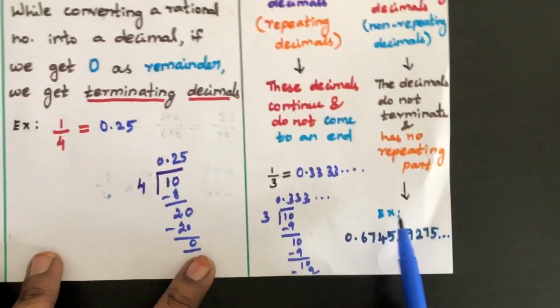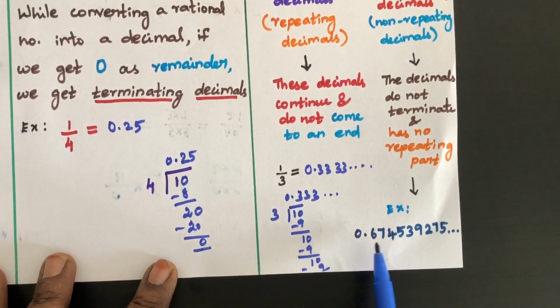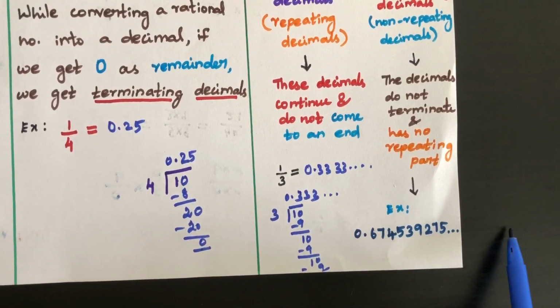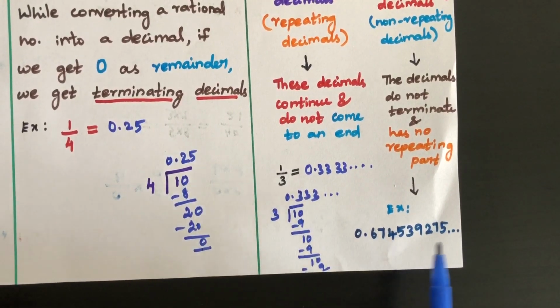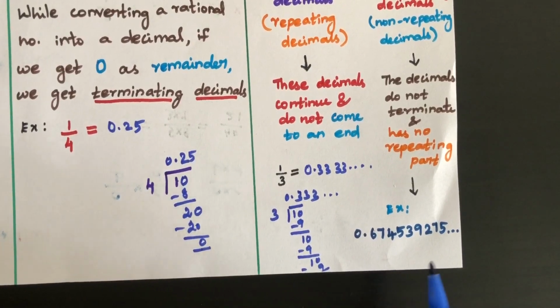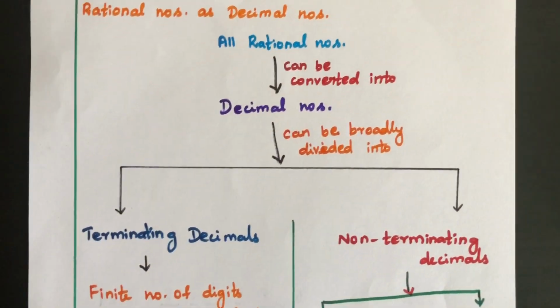In some examples, if we divide some number, the answer will be like this, 0.67453927. So randomly it will keep on going like this. It is also not repeating. So these are all called non-terminating, also non-recurring decimals. That means non-repeating. Numbers are different each time. So non-terminating, non-recurring decimals. Hope you understand the rational number concept clearly.